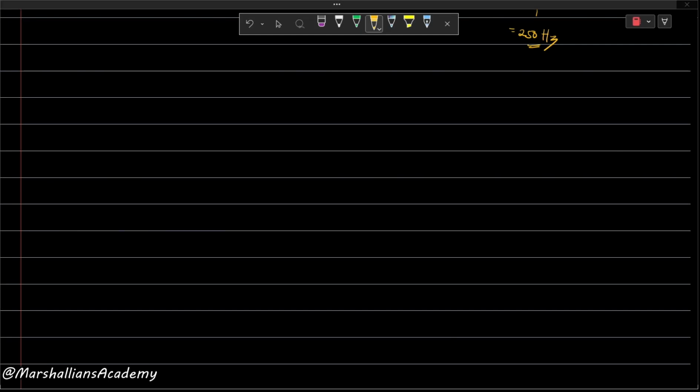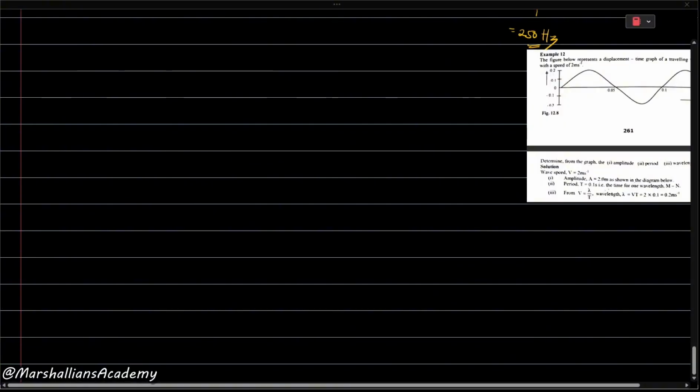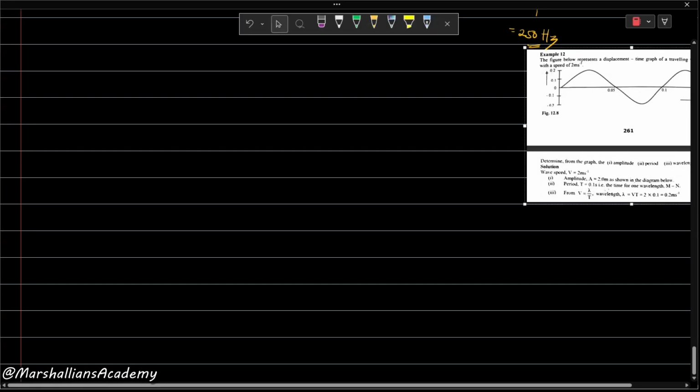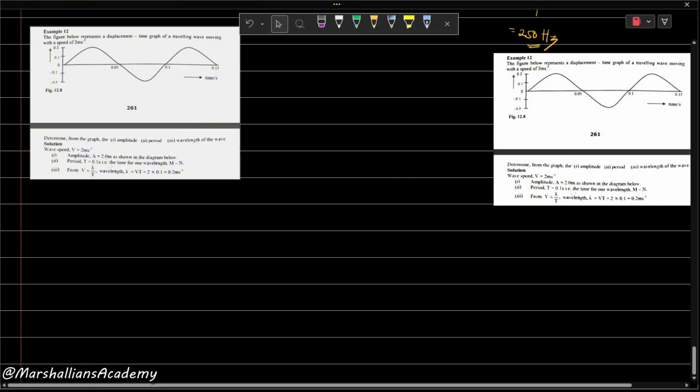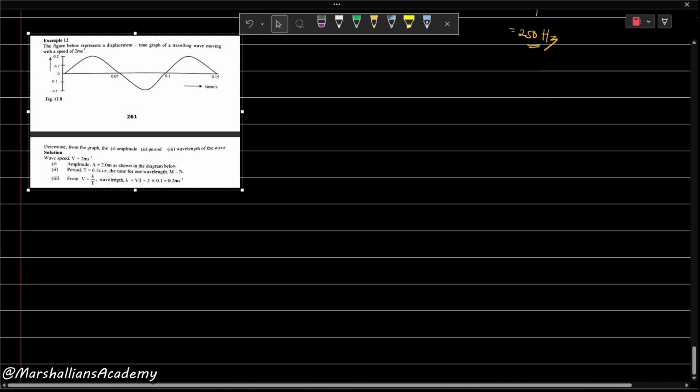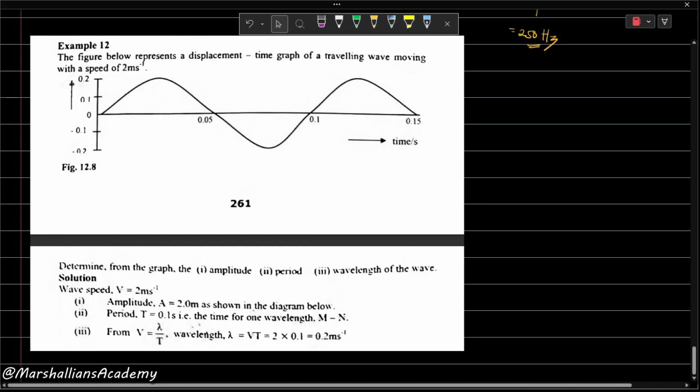Let's import the new picture. Pictures from file. All right, I'm going to be solving on the side. I said the figure represents a displacement time graph of a traveling wave. So this is a displacement time graph.